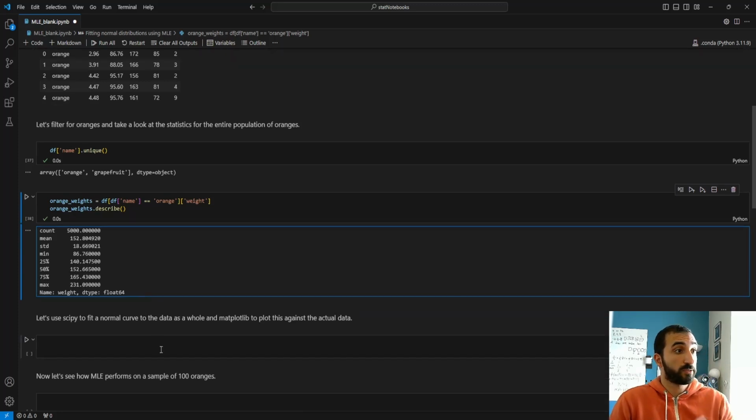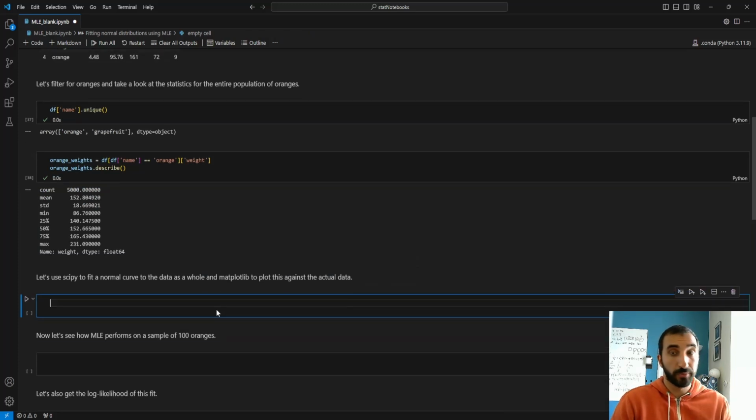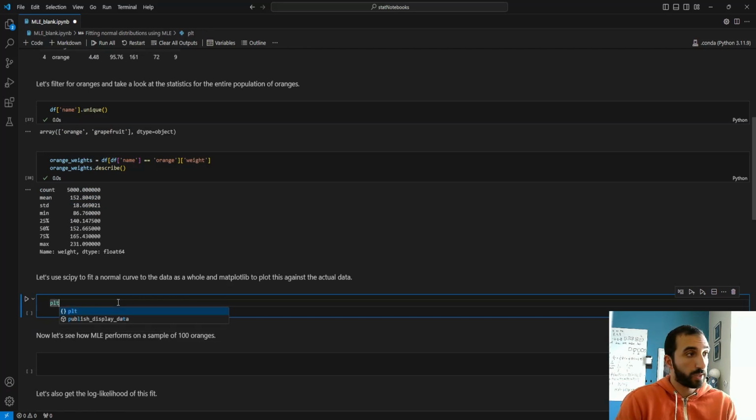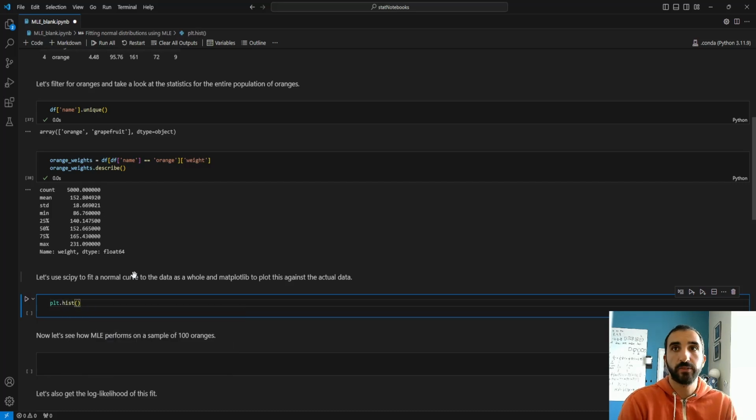So let's go ahead and fit a curve to this whole data here, so we can just make sure it's reasonable to assume that our data is normal. So let's go ahead and plot all of our data in a histogram. So plt.hist, I'm going to plot my orange weights. The bins is the number of bins in your histogram. I'll set that equal to 30.